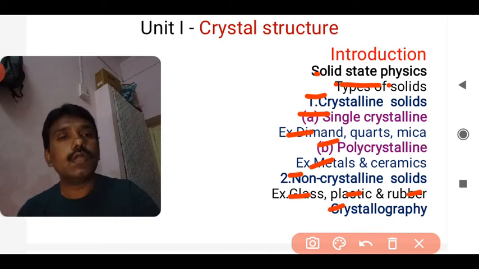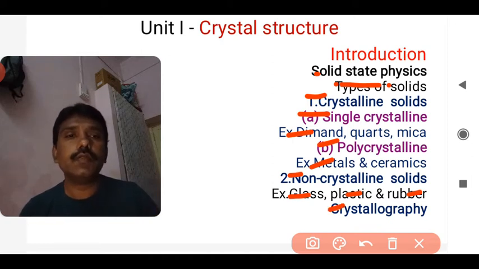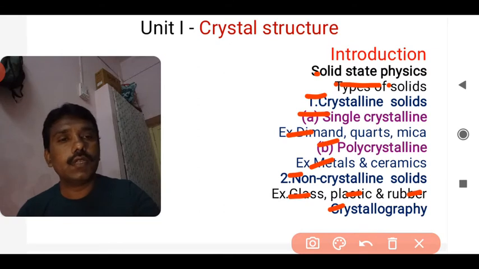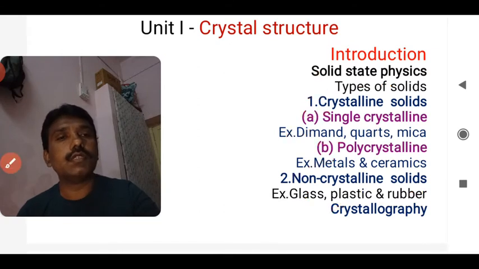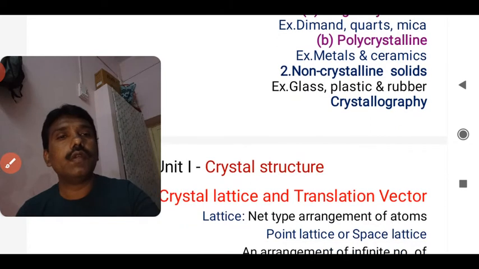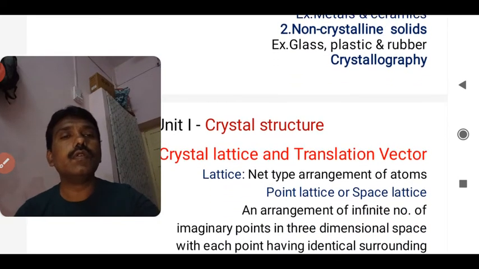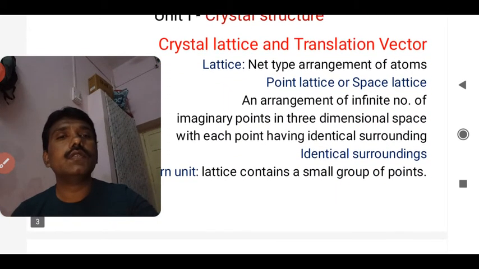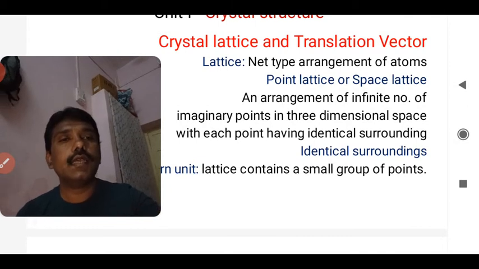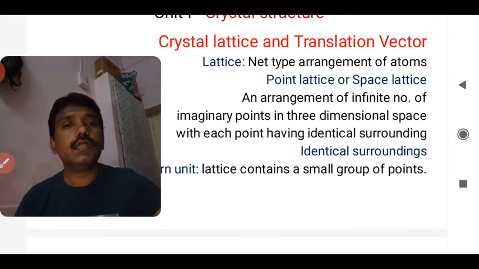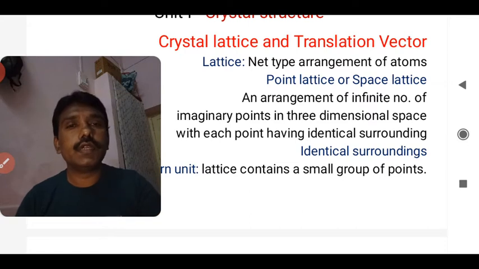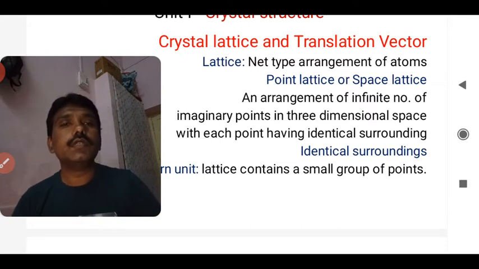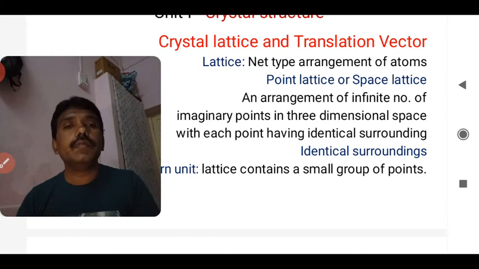Again, crystallography is nothing but the geometrical study related to crystal structure. Moving forward, we also saw the crystal lattice and the translation vector part, that is, what is meant by a crystal lattice.